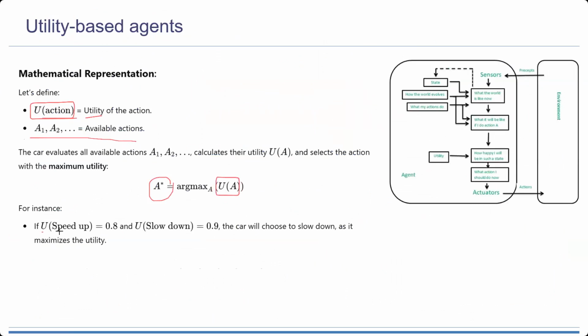So if the utility of speeding up is 0.8 and the utility of slowing down is 0.9, then okay, the car will just slow down as it maximizes the utility. Because I think we will learn a lot of things about this one in the later parts.